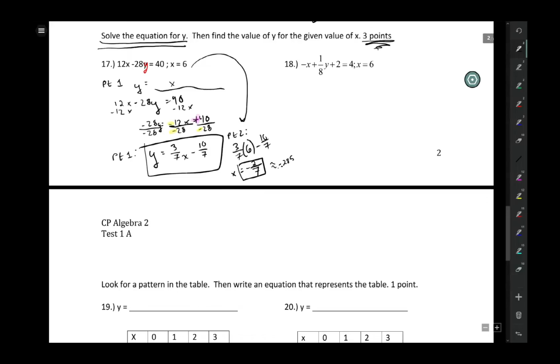That's okay. Again, solving for y first. So I'm going to add x over. So 1/8 y plus 2 equals 4 plus x. What else is over here? A 2, so I need to get rid of it. Just going to rearrange things here.